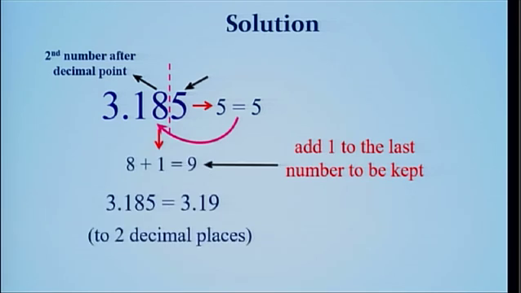So 3.185 approximated to 2 decimal places is equal to 3.19.